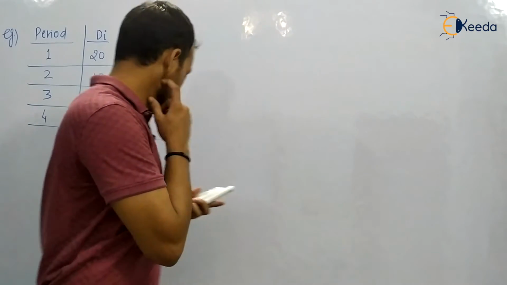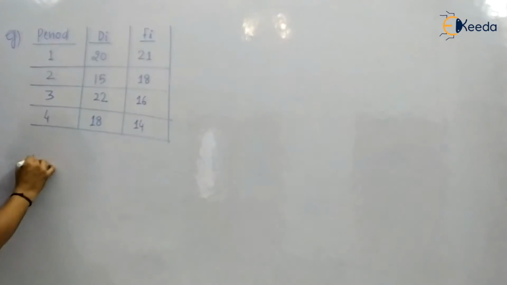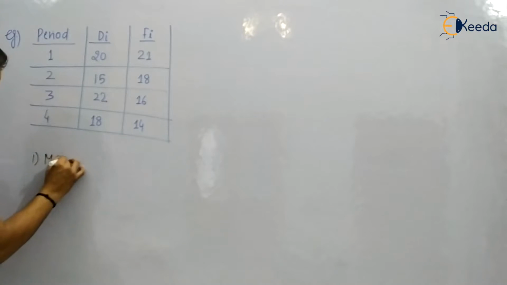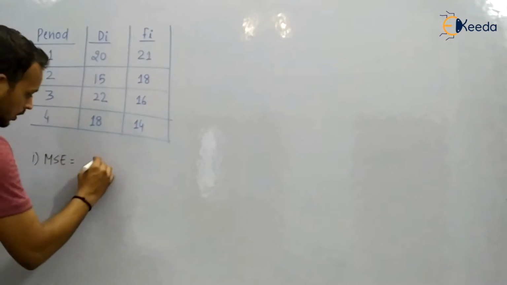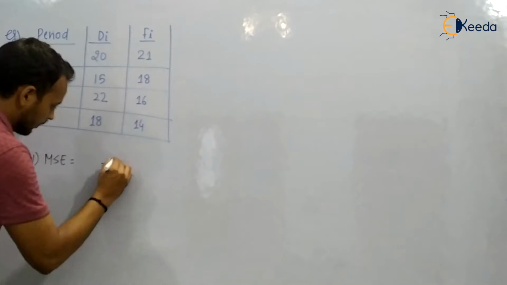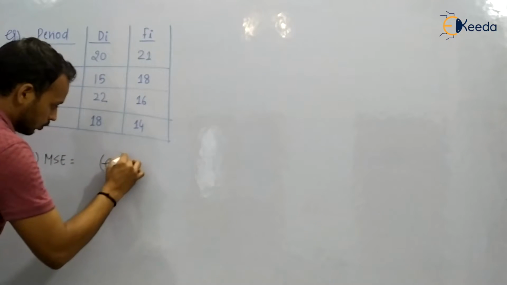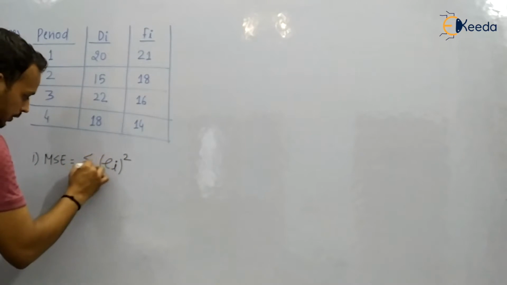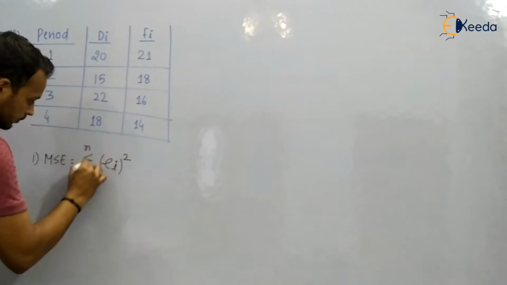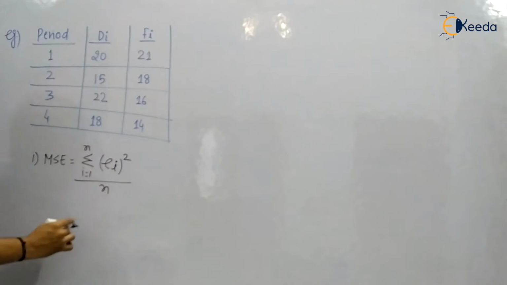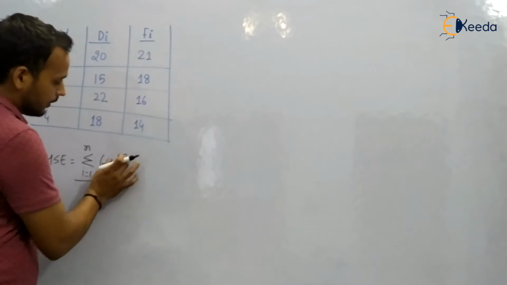You have been asked to find all the forecast errors. So the first forecast error was MSE, mean square error. What is the formula? First you have to write the error. Error is ei. Then you have to do the square. Then you have to take the mean. It means you have to calculate ei and ei square.